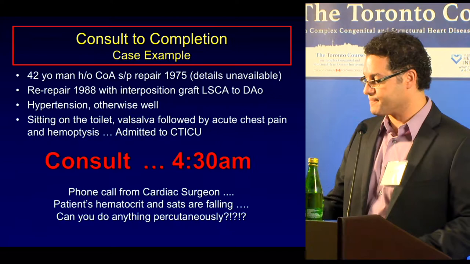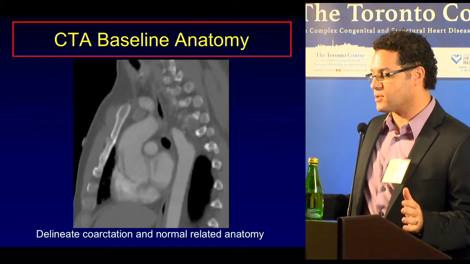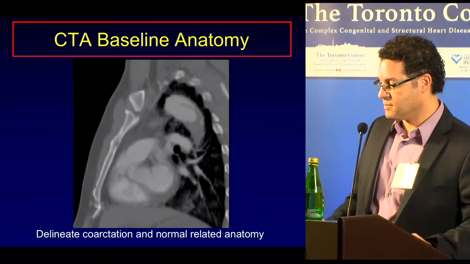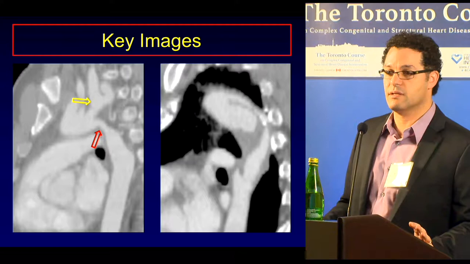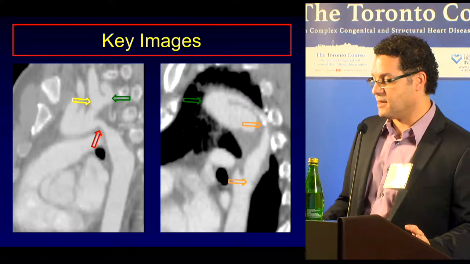So here's the baseline anatomy. They started with a CTA. So I'm going to let this run through a few times just so you can see it. Okay, so these are the key images from that CT. You've got a coarctation here at the isthmus. You've got a dilated left subclavian artery. You've got the start and then into a pseudoaneurysm, and then you have your interposition graft that connects down to the descending aorta.